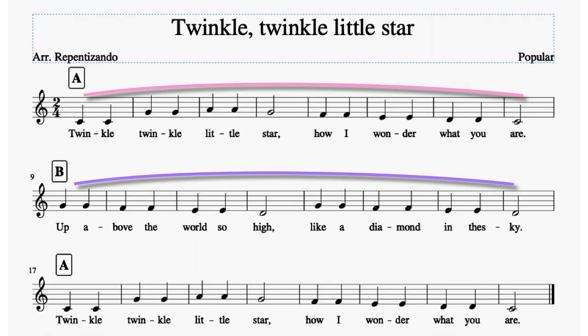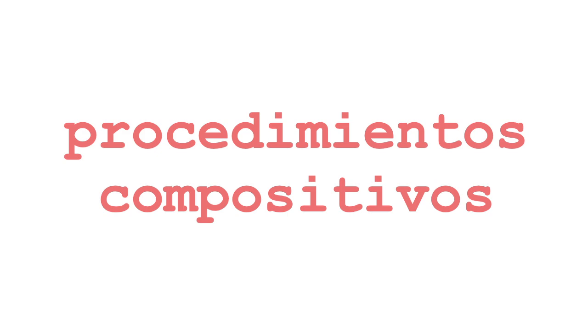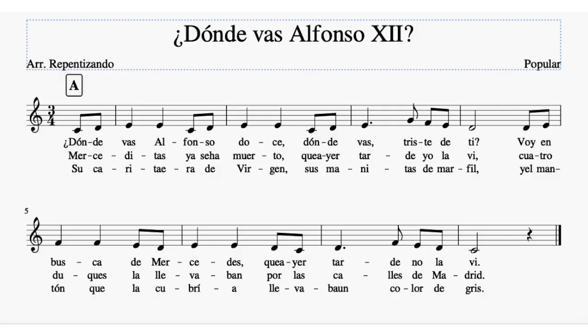Each idea, phrase or section is represented by uppercase letters. Once this phrase is composed, the procedure that composers use to complete the piece is repetition. In ¿Dónde vas, Alfonso XII? we see how there is a phrase A which is repeated all the time, just changing the lyrics.